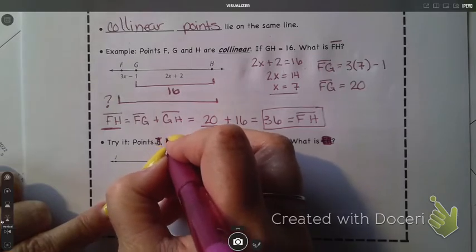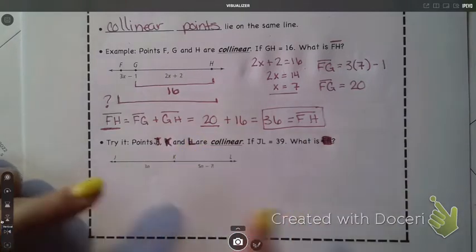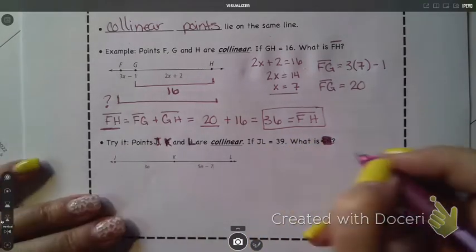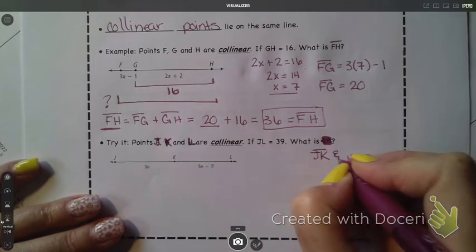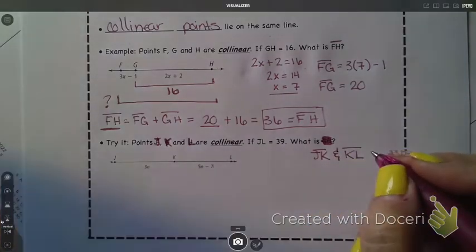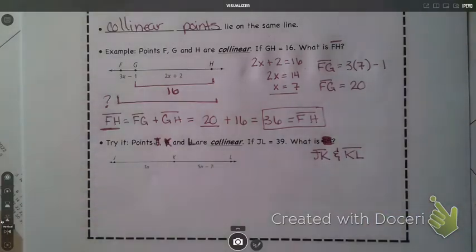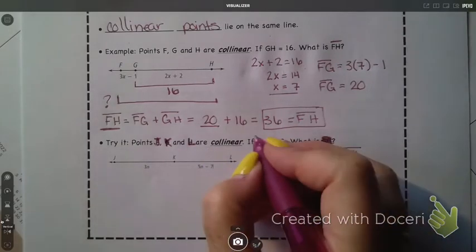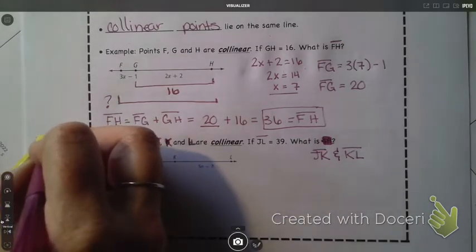K, L. You got a picture, right? You can use that picture. JL is 39. I did fix that. I want JK and KL. Mine says FH. I don't care what yours says. Change the 16 to 39. Yep. So change that. So you did JKL. JL is 39. I need to go back and fix more. What is JK and KL?